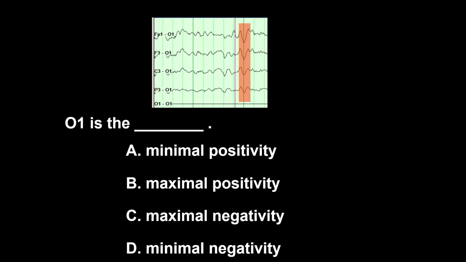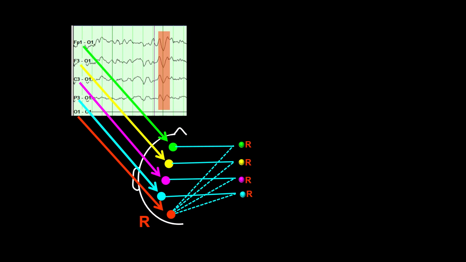Next question. O1 is A, minimal positivity, B, maximal positivity, C, maximal negativity, D, minimal negativity. The first figure in this frame is an isopotential map with 5 scalp electrodes. The one labeled R is the reference. The green, yellow, magenta, and aqua electrodes are connected to input 1 of one differential amplifier each, and the reference electrode is connected to input 2 of all the differential amplifiers.